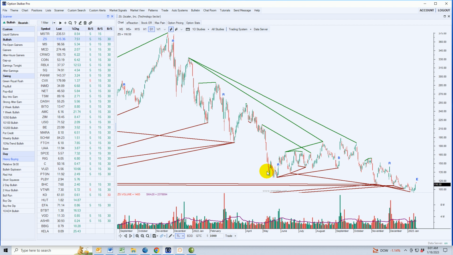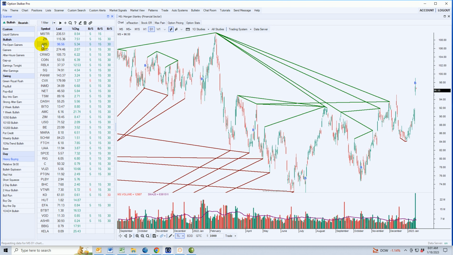Because anybody that bought that breakout, anybody that shorted that breakdown, once we get back above that trend line, guess what they're going to do? They're going to cover that position, and that's going to fuel the reversal. Very, very powerful. So we're going to continue to take a look at a few more symbols here.